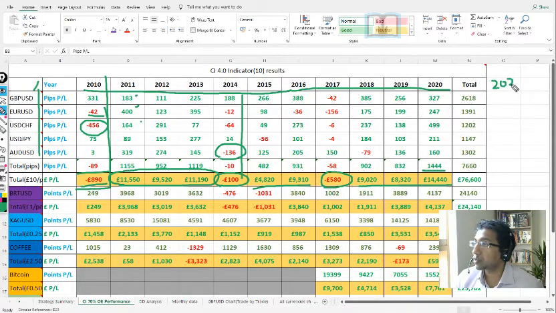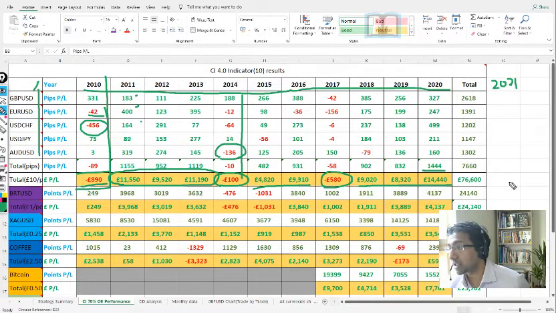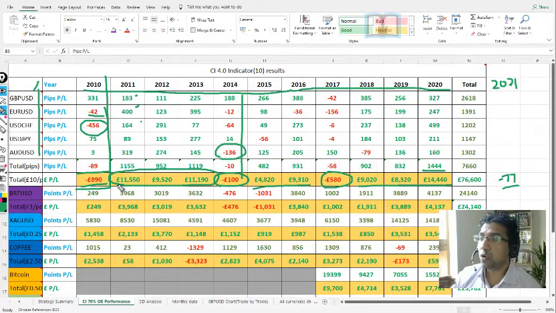In 2021, however, it's coming down to be the same kind of drawdown. It is in a very small drawdown of minus 77 the last time we looked at it. The year is not ended yet. But yeah, so it's kind of matching up with the other drawdowns that we had. So this is what gives you the clarity to move on with the strategy as I explained.